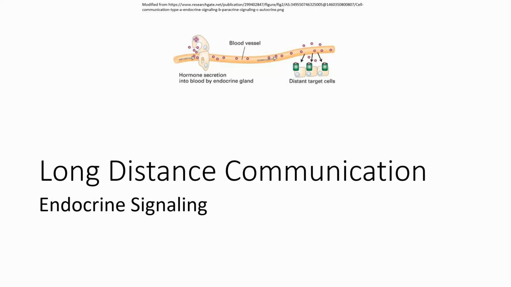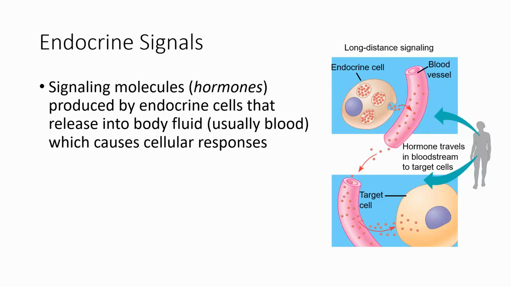So now let's look at long-distance communication. That's endocrine signaling. You have these signaling molecules called hormones. They are released into body fluid of some sort in us and other animals. That's usually in the blood. Like I said, in plants, that's going to be in their vasculature, their vessels. And then it travels through the blood vessels. It ends up getting spread to the entire body, but only the cells that have a particular receptor will respond.